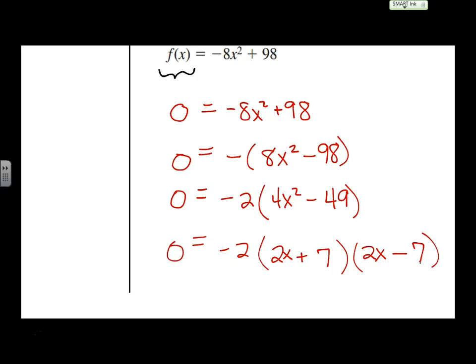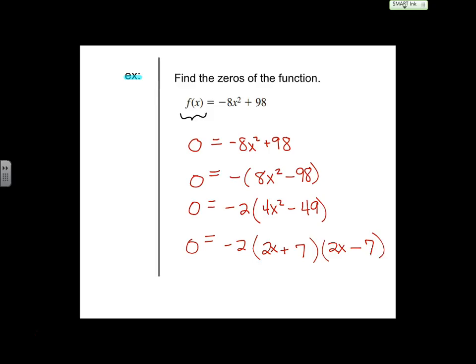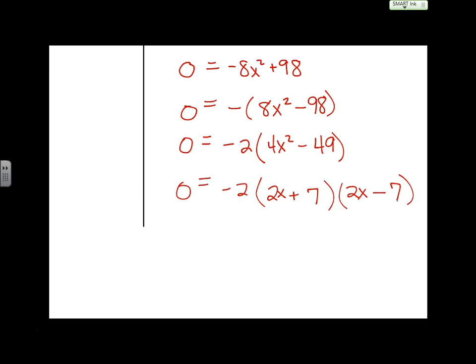Now, once again, remember my kiddos that are doing this problem, we chose a hard one before we split off, then we had a couple easy ones at the end of class. Set f of x equal to 0, check. Factor, check. Last step, solve.